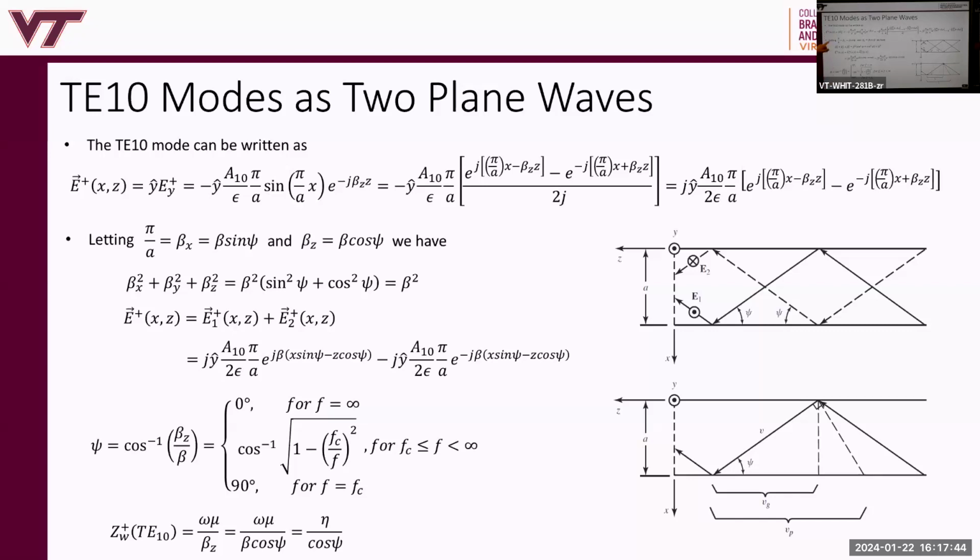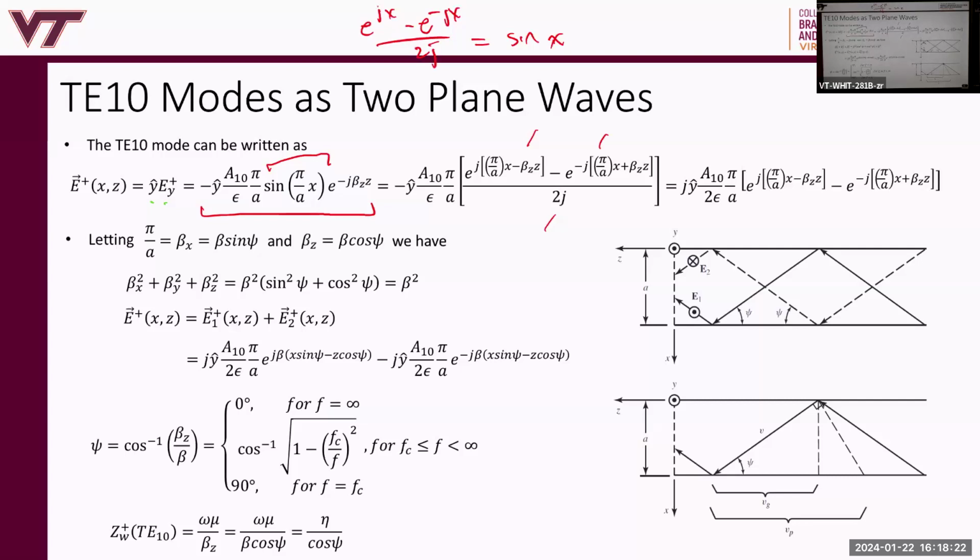Okay, so TE10 mode, we can write that as E plus as a function of x and z. So it's y polarized, E_y, and that's equal to minus y hat, and here's the mode that we derived for TE10. What we're going to do is take this sine function here, and we're going to split it into two exponentials divided by 2j, right? Because of that formula, e^(jx) minus e^(-jx) divided by 2j is equal to sine of x, yeah?